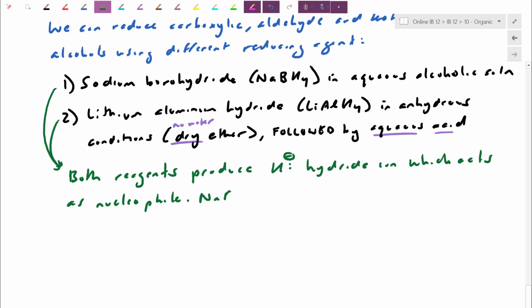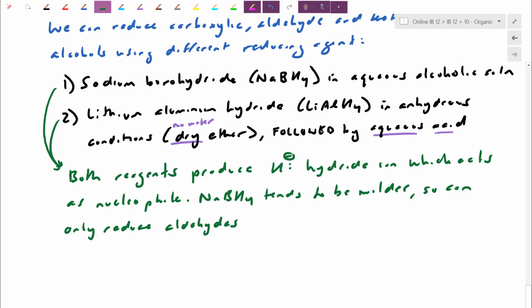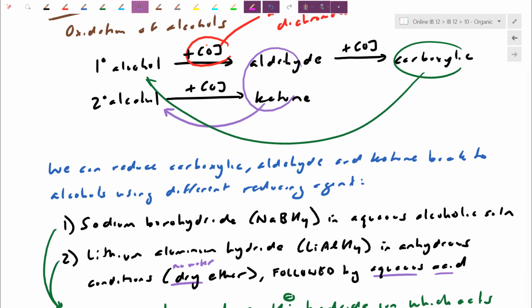The sodium borohydride, NaBH4, tends to be milder, a little bit more safe to work with, so it can only reduce aldehydes. Aldehydes become primary alcohols, or ketones. Ketones become secondary alcohols. So those ones there, sodium borohydride would have no trouble reducing. It has no problem bringing this one backwards.